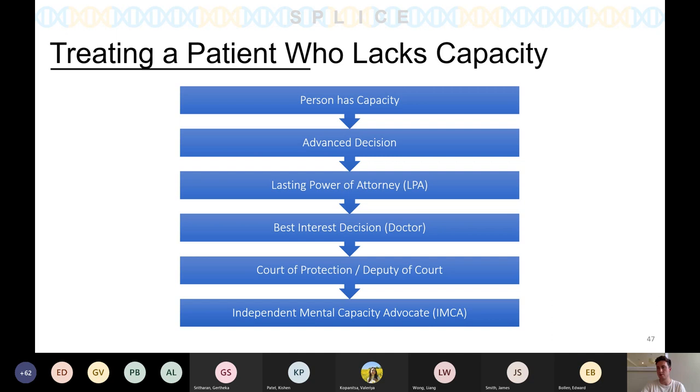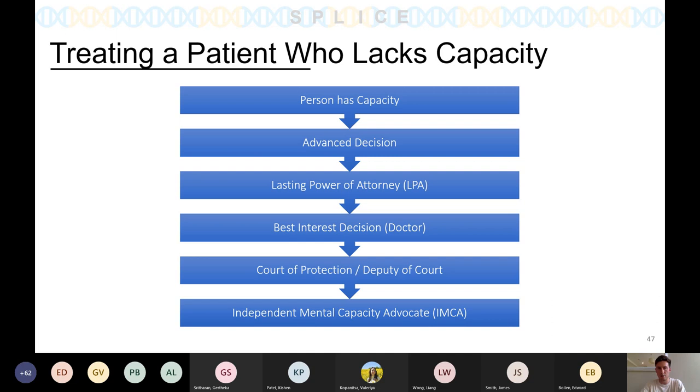Then you kind of move into these slightly grayer areas. If neither of those are in place, it often falls to the most senior treating doctor to make a best interest decision, taking into account the views of friends, family, things the patient said previously, the rest of the medical team, and then making a decision on what they feel is in the patient's best interest. And then these last two rungs we'll touch on in a minute, but they're quite unique situations.